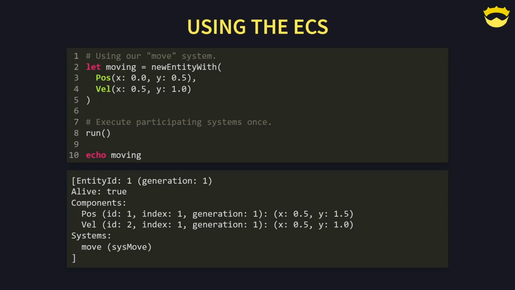Here's what this looks like when you're creating entities. First we create a moving entity that uses position and velocity so that the move system is triggered. Then if we run the systems once, only move is actually involved here. Finally, echoing the entity, we can see that position has in fact been incremented by the value of velocity. It also tells us that this entity is part of the move system.